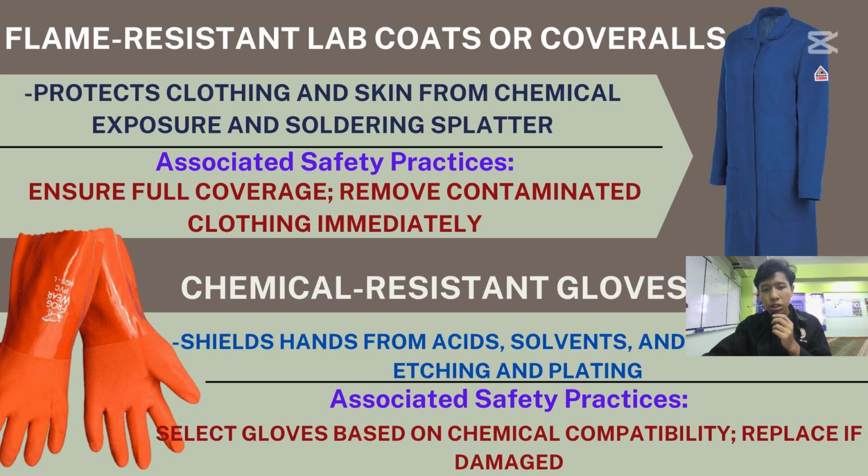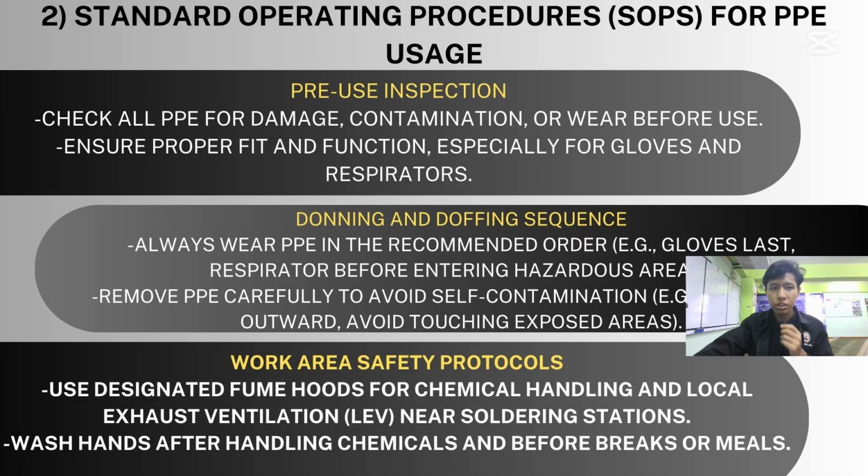And the third one is chemical-resistant gloves. It shields hands from acids, solvents, and resins used in etching and bonding. Associated safety practices: select gloves based on chemical compatibility, replace if damaged. So, second topic, standard operating procedure, SOPs for PPE usage.